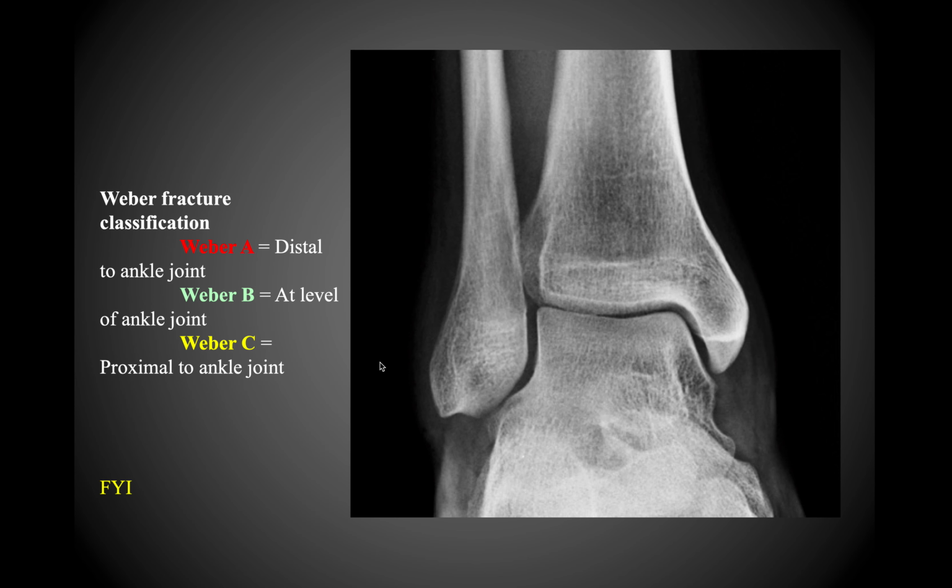Then looking at a couple of different classification schemes, we use what's called the Weber classification for fractures. A Weber A fracture is a fracture distal to the ankle joint that's affecting the fibula. At the level of the joint is Weber B, and then proximal to it is a Weber C. Again, that's just an FYI for you guys on how we classify these fractures relative to the ankle joint.